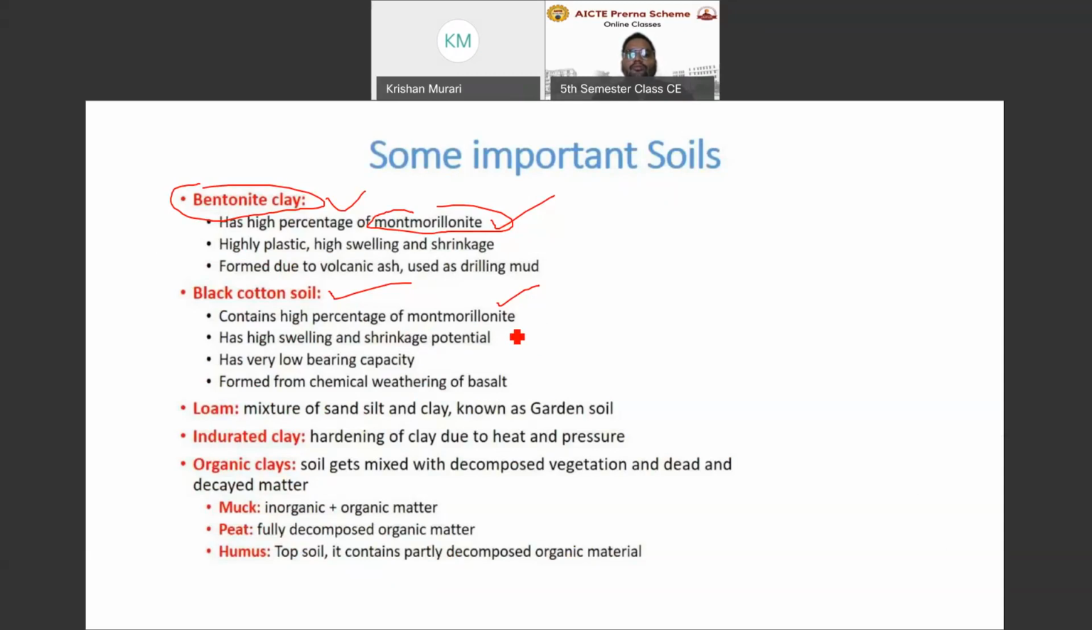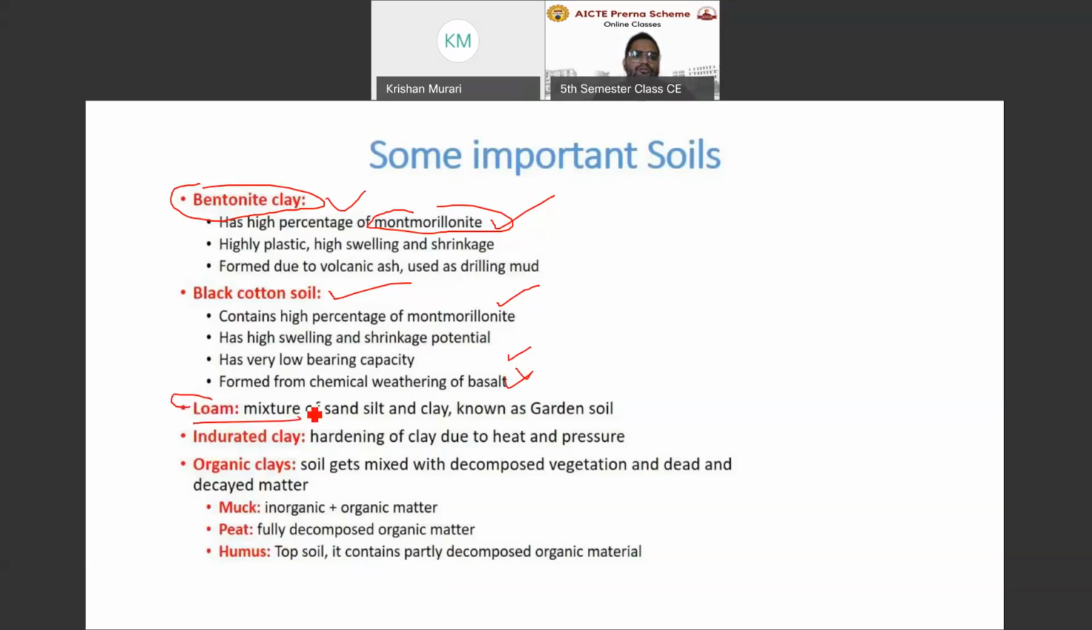That soil is formed by the chemical weathering of basalt rocks. Basalt is an igneous rock. You know that whenever hot molten magma comes to the earth's surface and cools down, basalt rocks are formed. Next is loam.